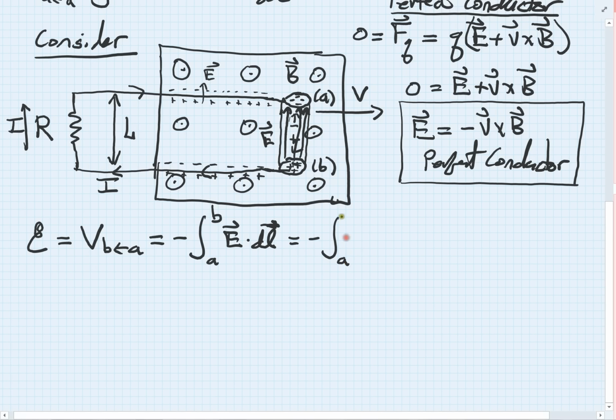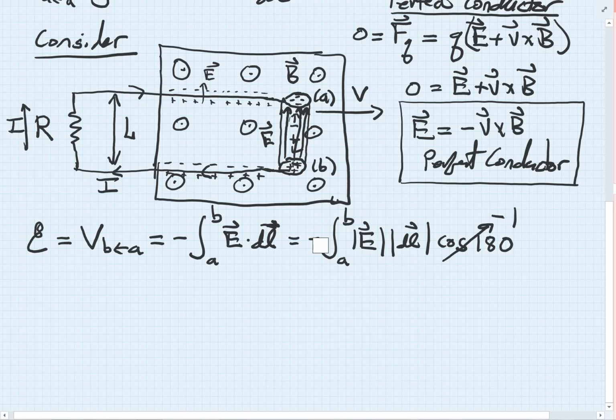It's going to be minus the integral from A to B. We break out the dot product, so it's going to be the magnitude of the electric field inside there times the magnitude of the displacement dl times the cosine of the angle between them. But in this case, the electric field is pointing upward, while the path from A to B points downward. So the angle between the little displacements dl and the electric field is 180 degrees, the cosine of which gives us a minus 1, which will cancel nicely with the outside minus sign.